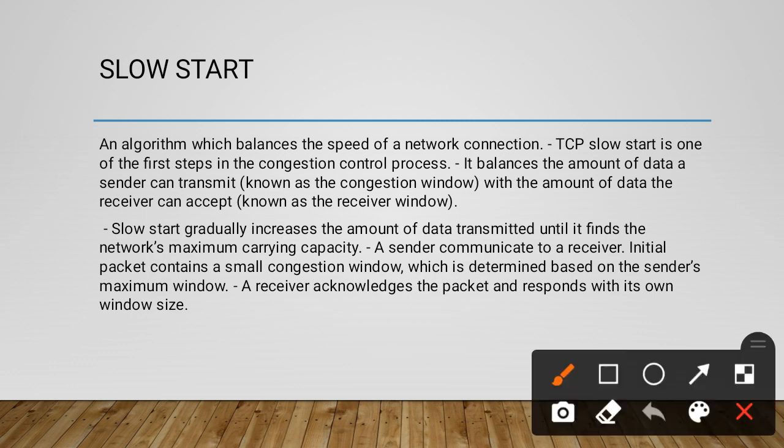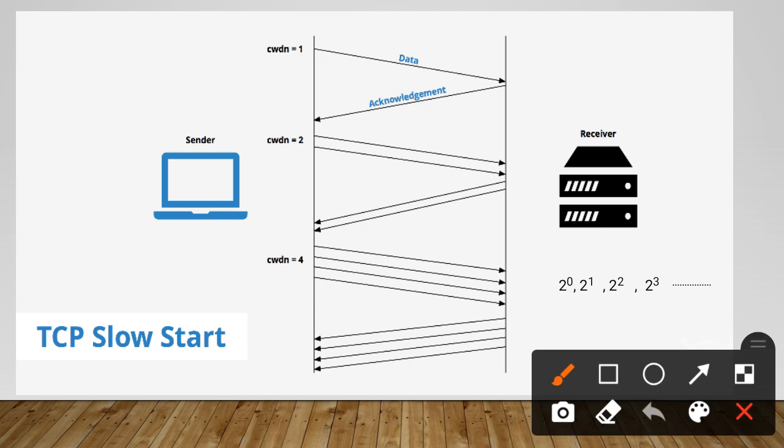What happens here? TCP slow start means exponential growth. What is exponential growth? Suppose this one is a sender, this one is a receiver. Both sender and receiver have different configurations. Suppose one has a very high configuration and one has a very low configuration, so the speed does not match. So there may be congestion. To avoid this, TCP slow start is used.